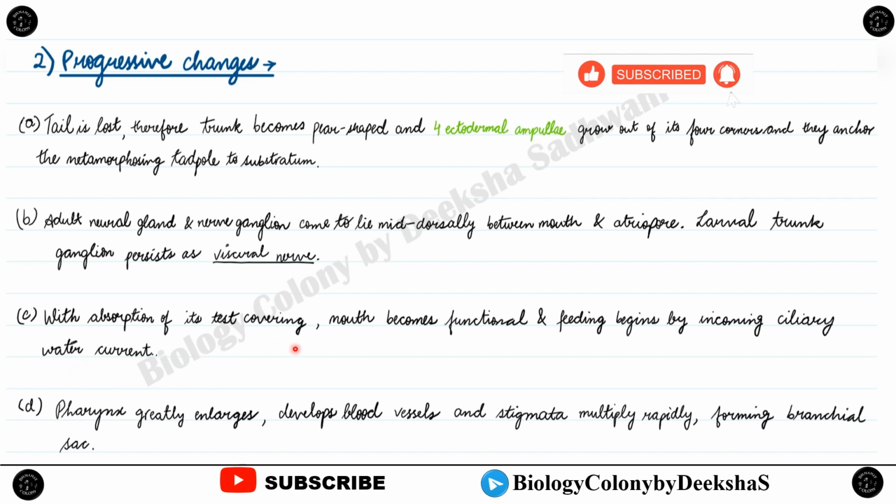With absorption of its test covering, mouth becomes functional and feeding begins by incoming ciliary water current. So some test covering is also absorbed so that the space is created for the mouth and the feeding eventually begins with the entry of the water current. Pharynx greatly enlarges and develops blood vessels and stigmata multiply rapidly forming branchial sac. As we know, the adult Herdmania has a numerous number of stigmata as compared to the larval form.